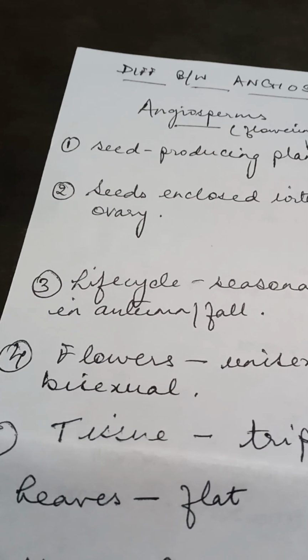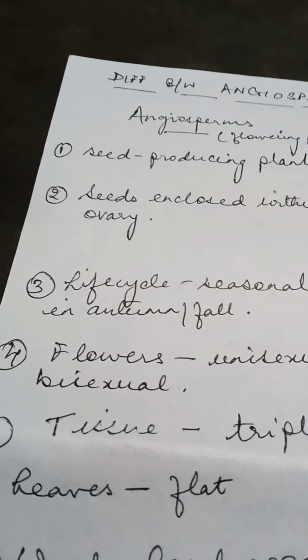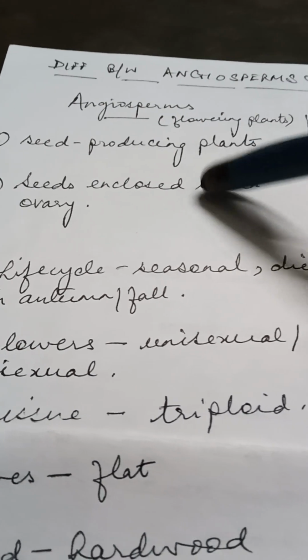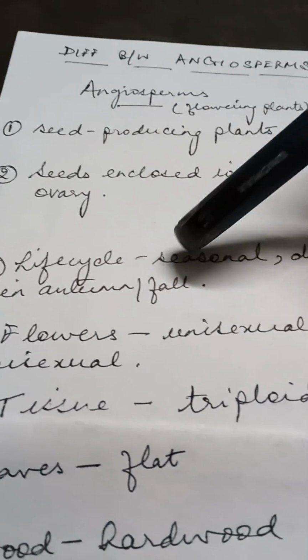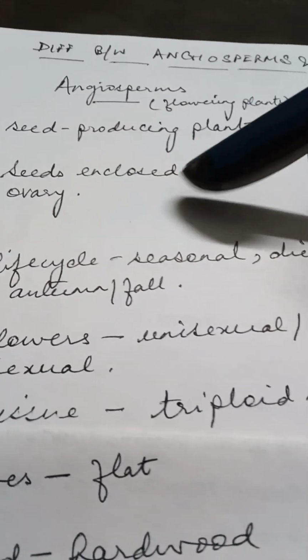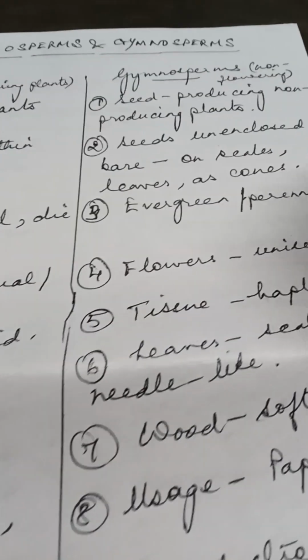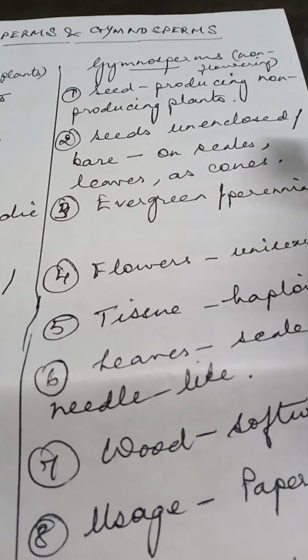On the left hand side are the characteristics of angiosperms, and on the right hand side you have the characteristics of gymnosperms. Now the first difference is angiosperms are seed producing plants, whereas gymnosperms are non-seed producing plants.